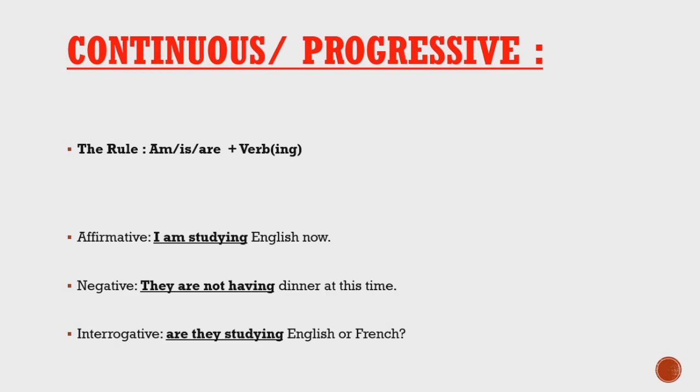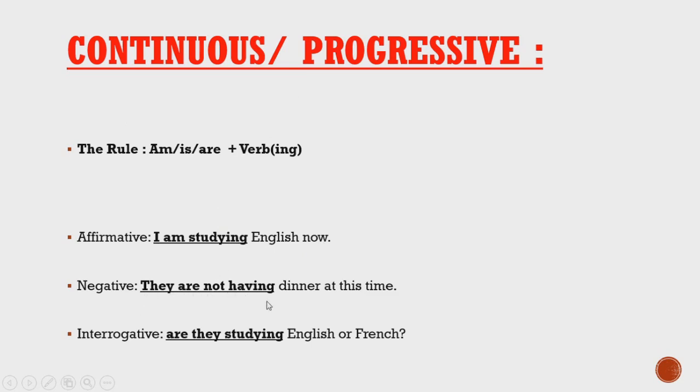Of course, the rule is as follows. The subject plus the auxiliary, namely am, is, are, plus verb plus ing. The affirmative would be, I am studying English now. And of course, the continuous expresses an action that occurs at the moment of speaking. All right? I'm studying English now.